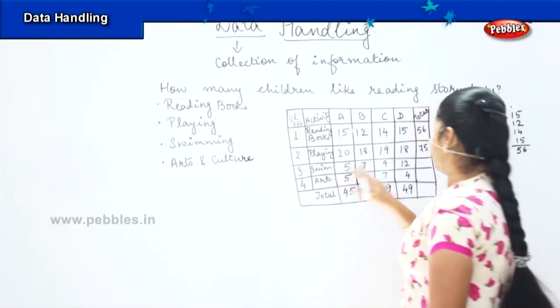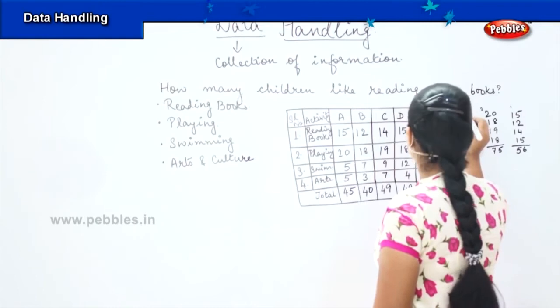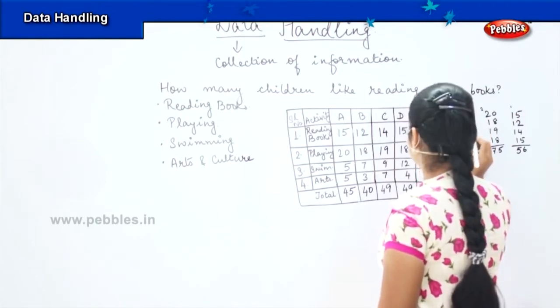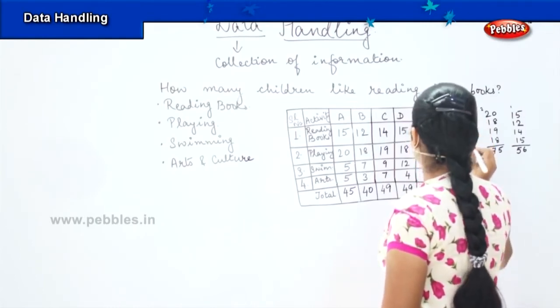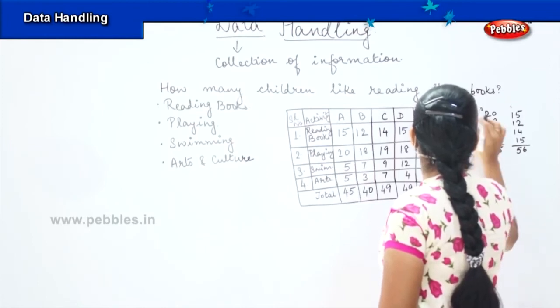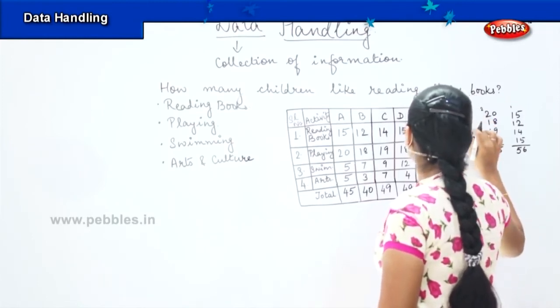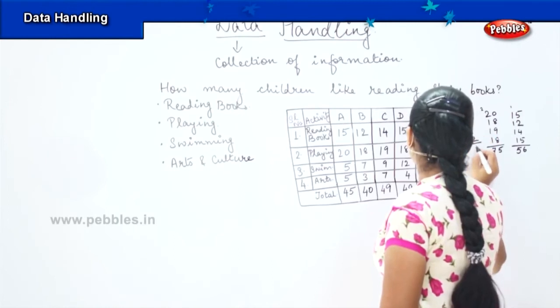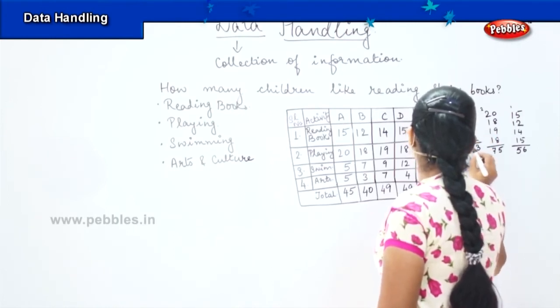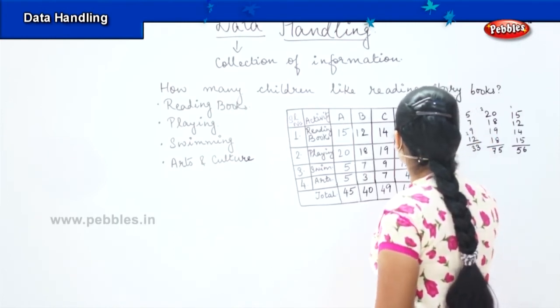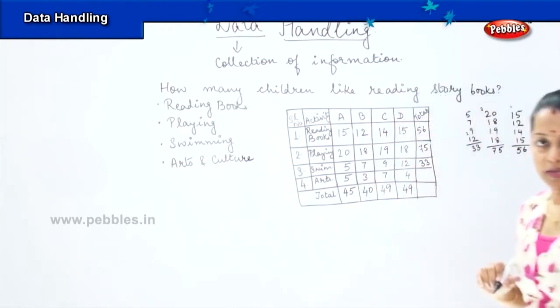Okay, so let's see the total of how many like swimming. It's 5, 7, 9 and 12. So 5 plus 7, 12, 12 plus 9, 21, 22, 23. So 2 plus 1, 3. So 33 children like swimming.